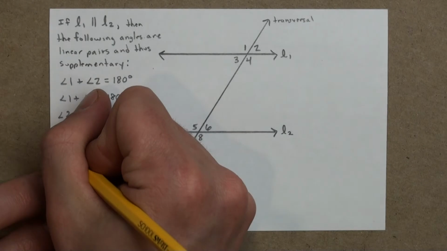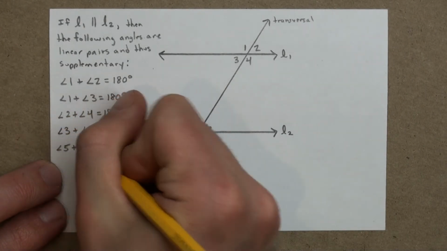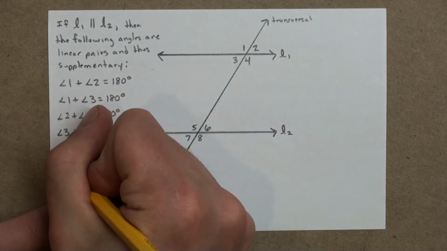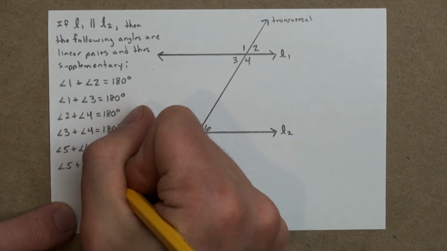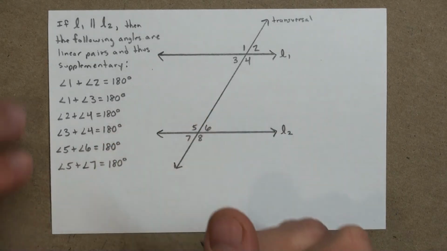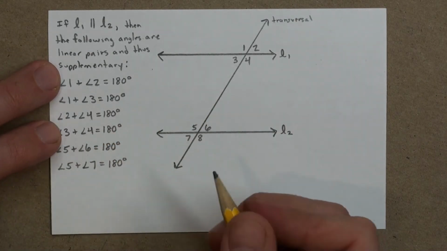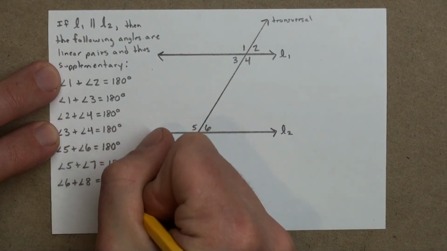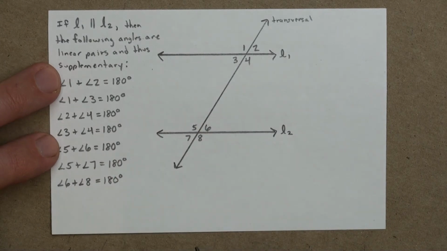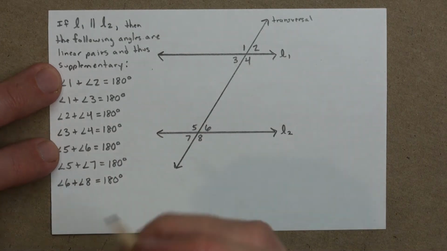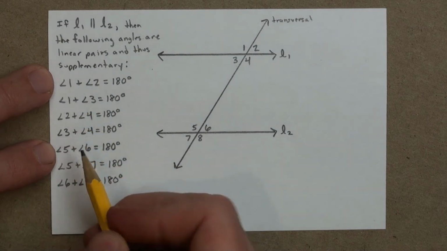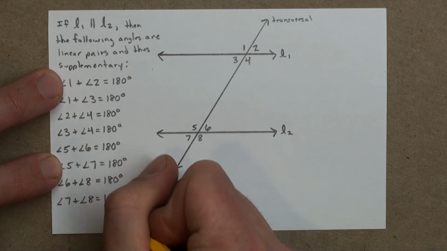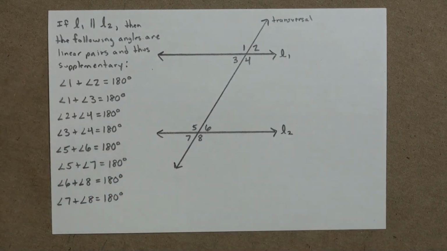Angle 5 plus angle 6 equals 180 degrees. Angle 5 plus angle 7 equals 180 degrees. Angle 6 plus angle 8 equals 180 degrees. And angle 7 plus angle 8 equals 180 degrees.